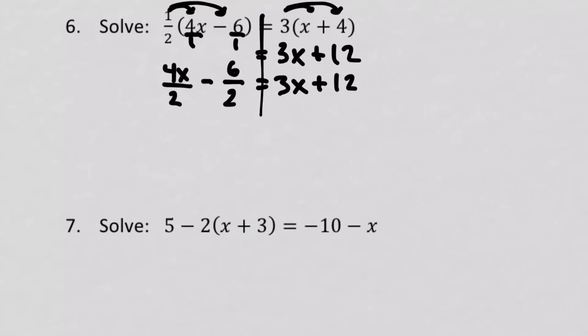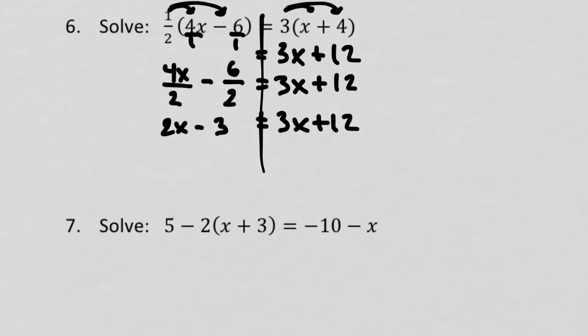Please don't make the rookie mistake of combining the 3x and the 12 into 15x. A lot of people still make that mistake. You can't mix these two. One of them has x, one of them does not. They're not like terms. On the left side I can simplify. 4 divided by 2 is 2x. And 6 divided by 2 is 3. So look how much simpler it just got.